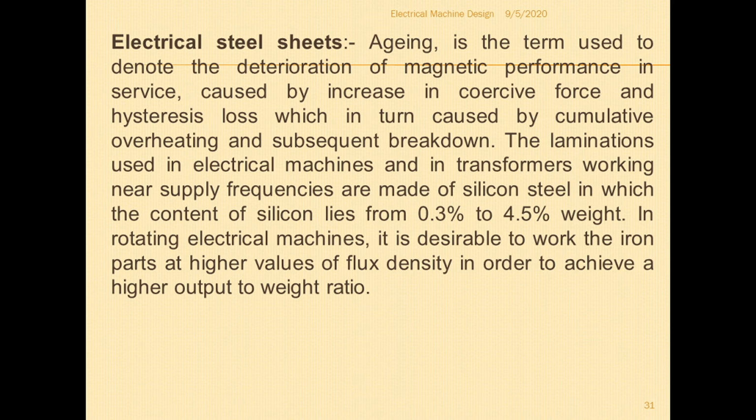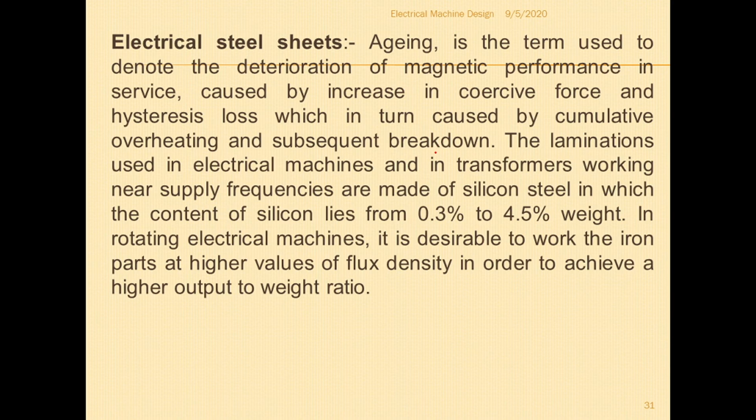Aging is the term used to denote the deterioration of magnetic performance in service, caused by an increase in coercive force and hysteresis loss, which in turn are caused by cumulative overheating and subsequent breakdown. So aging means, when the material is continuously used, its lifespan gets reduced day by day, or the performance of the material gets reduced. You can compare it to the aging of a material.